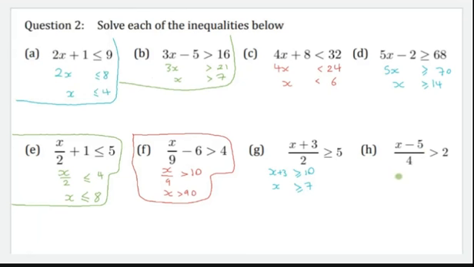And then the last one, we multiply both sides by 2. So we get x minus 5 greater than 8. And then adding 5 to both sides gives us x is greater than 13. You've got this. So that's solving basic-ish inequalities.